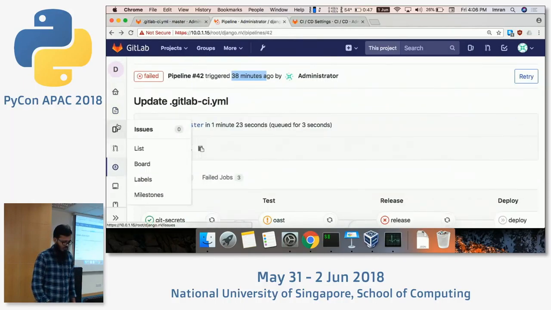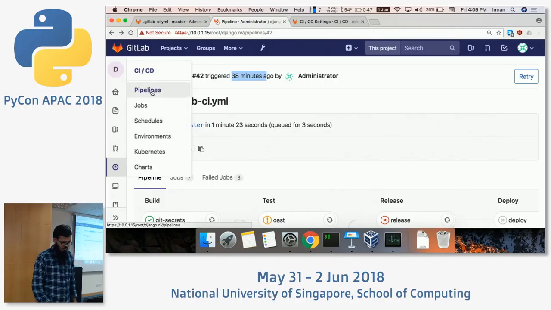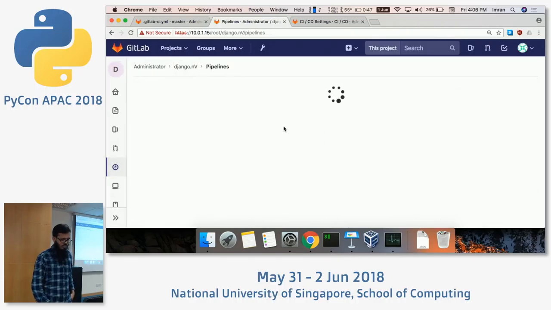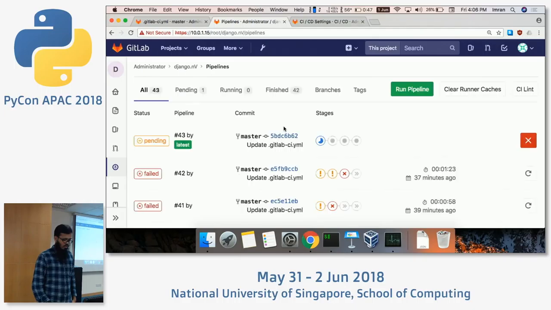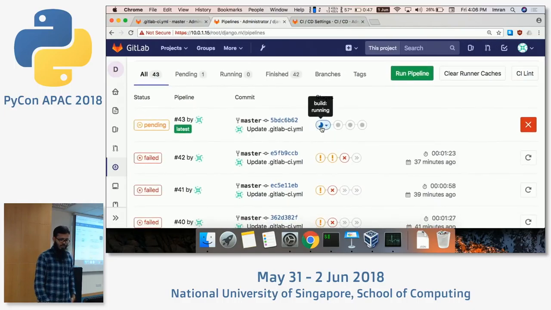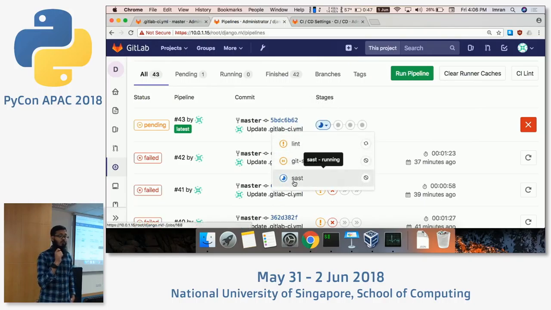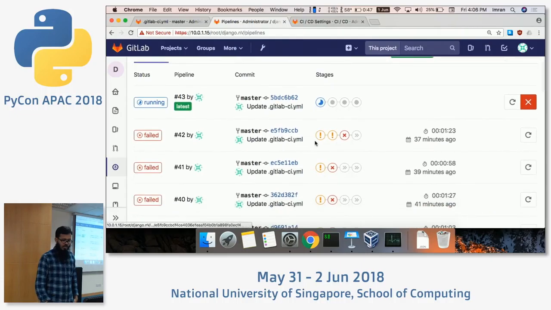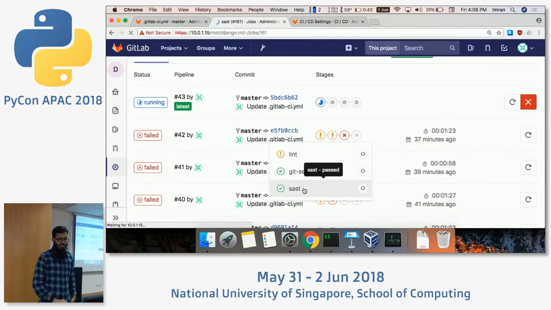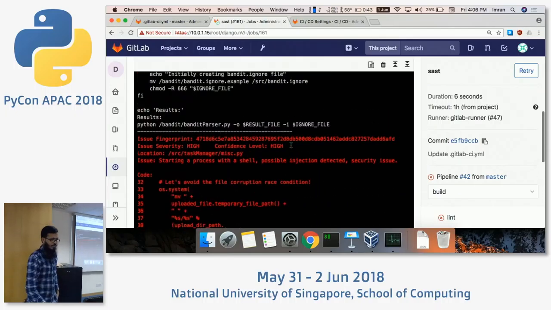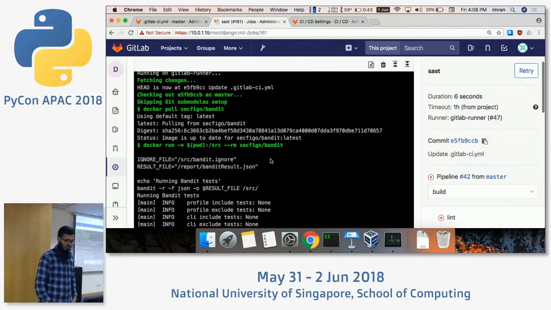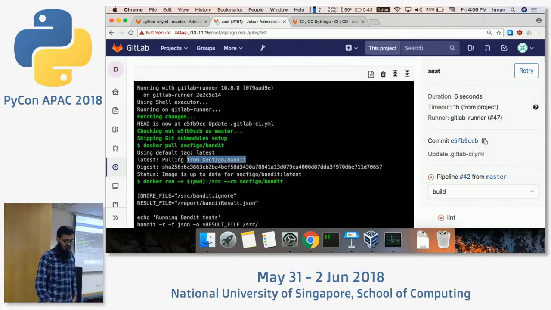Now let's see the pipeline running. The pipeline should start because I made a modification in the code. As you can see, the pipeline is running. It just started, and my SAST job is running at the moment. We'll let it run. Meanwhile, let's look at the other ones, like the static analysis job. We are using something called Bandit here.